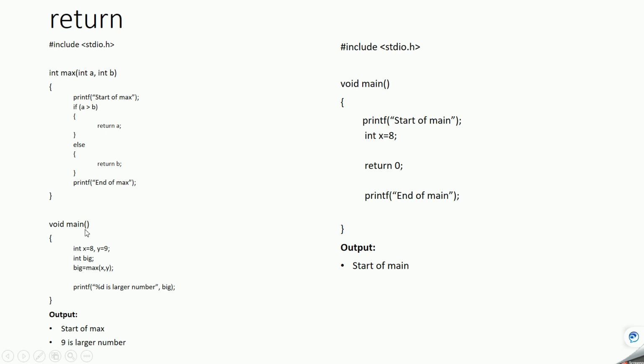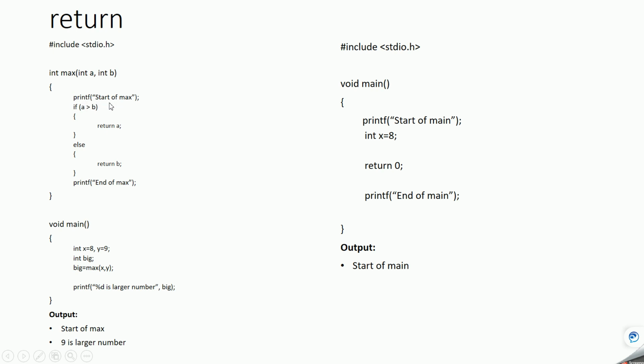We have a function called void main, and here we have two variables, int x, y, and int big. What we are doing is assigning big equal to max(x, y). We have a function called max, and it takes two parameters a and b, and it returns whichever is greater. When the program executes and we call the function, control will go to this max function, and the program will start executing it.